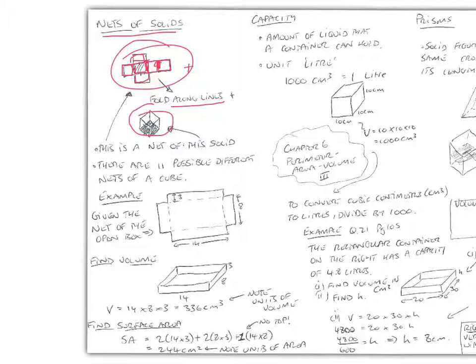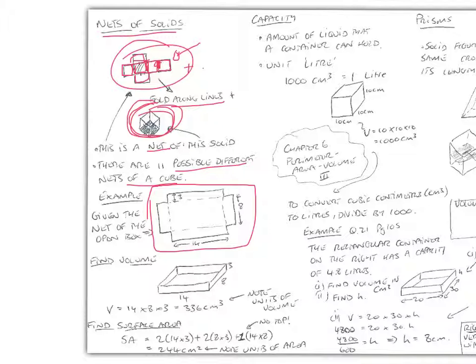So this is a net of this solid, and there are 11 possible different nets for a cube. There's 11 different ways of drawing this shape that we can refold into a cube. So here's an example now. Given the net of an open box, it's like the two-dimensional version of the 3D solid. That's really what a net is.